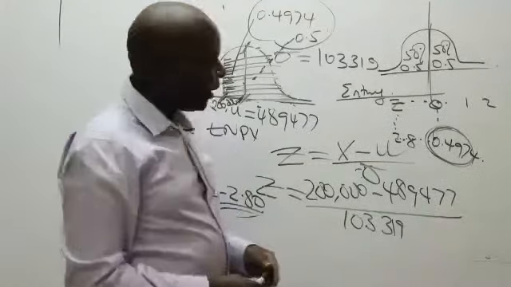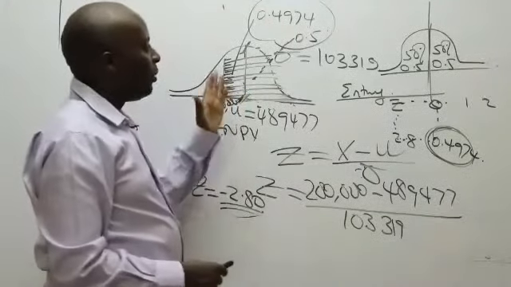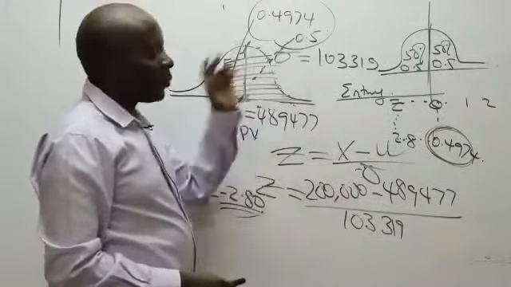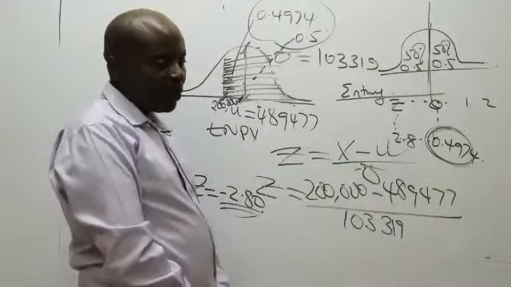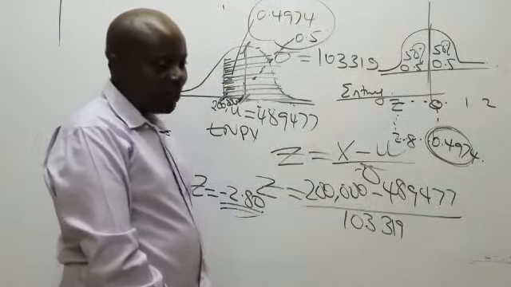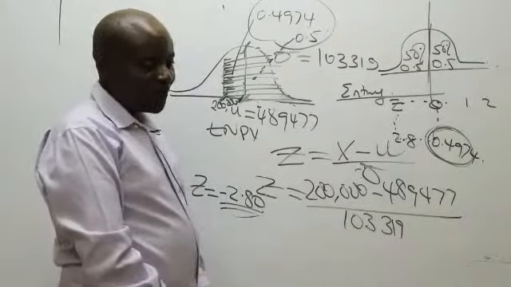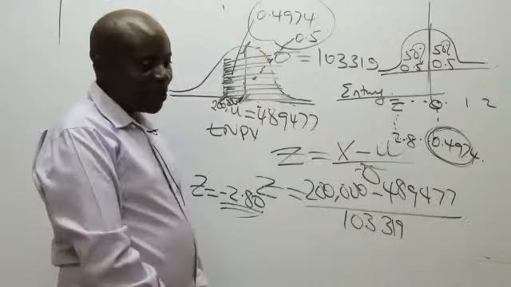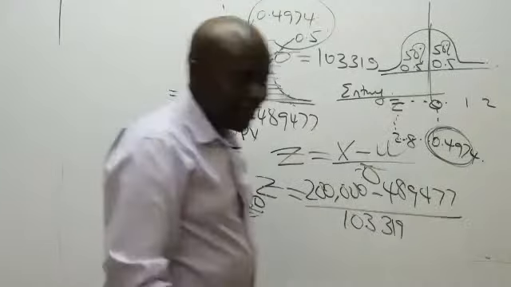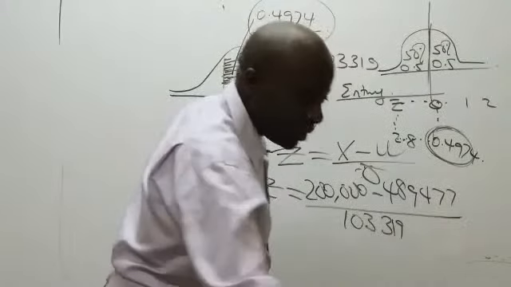The total area will be the shaded area, which will be 0.4974 plus 0.5, which is what here? 0.9974. 0.9974. Thank you very much.